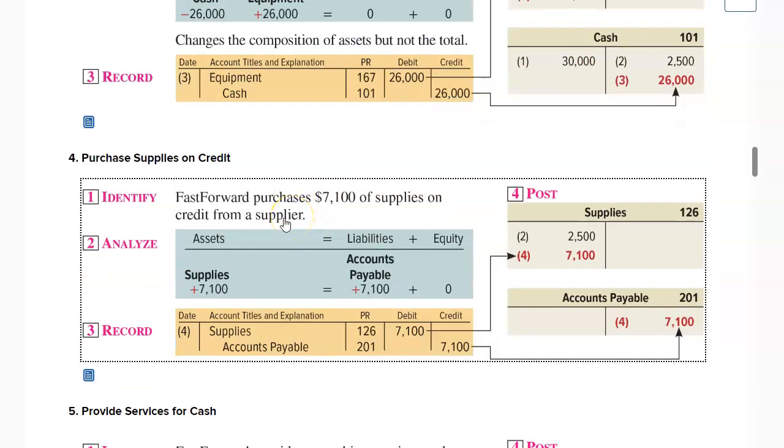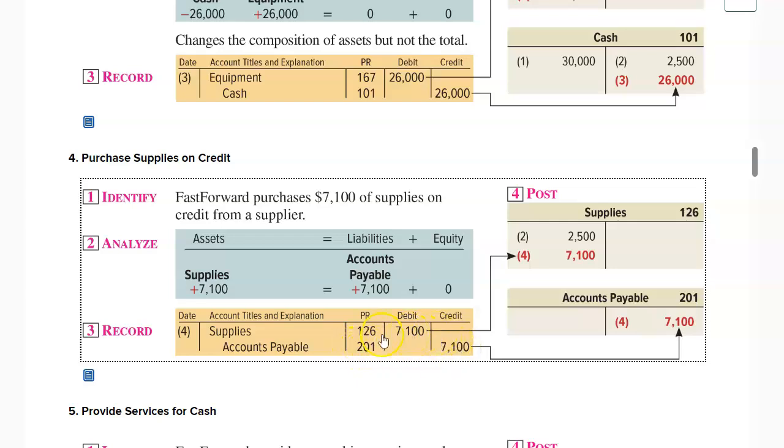I purchased supplies on credit. Okay, since I purchased on credit, that's going to be accounts payable and supplies. Supplies is an asset. I purchased them. It's going up. That's a debit because it's an asset. Assets are increased by debits, have a debit balance. Debit supplies and entry number 4 for $7,100. Credit accounts payable. Accounts payable is a liability going up with a credit for $7,100.